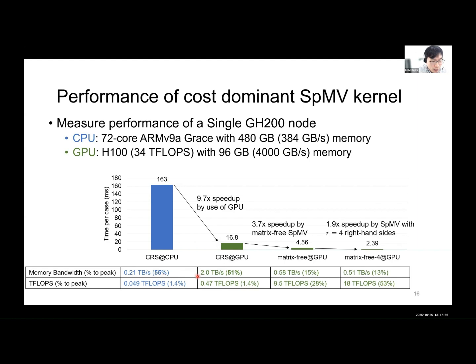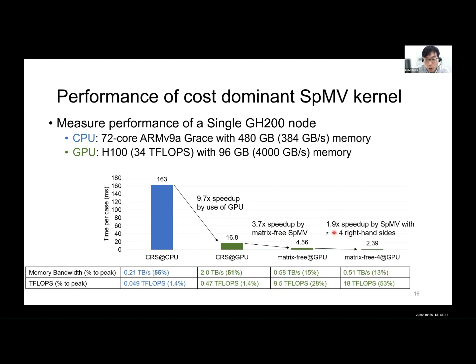As you can see, the CRS method is using about 50% of the memory bandwidth, so we can get performance proportional to the hardware memory bandwidth. By using the SPMV with the matrix-free method, we can improve the time to solution by 3.7-fold. Here, as you can see, the peak performance is increased, but the memory bandwidth requirement has decreased, leading to higher performance and shorter time on the GPU.